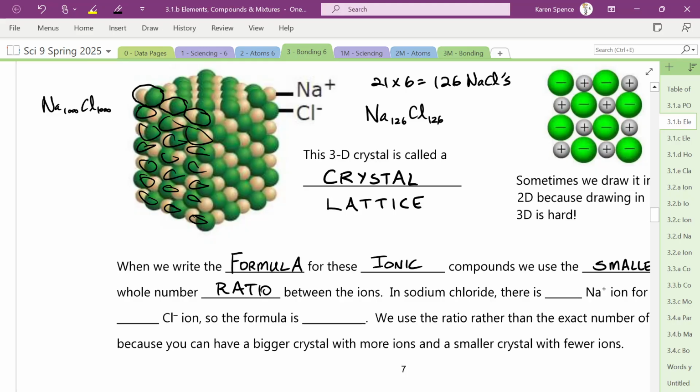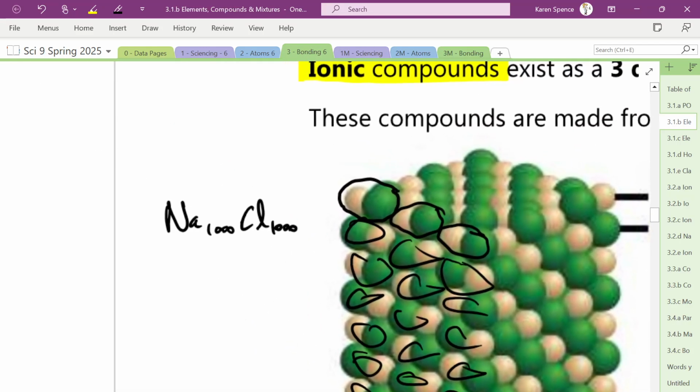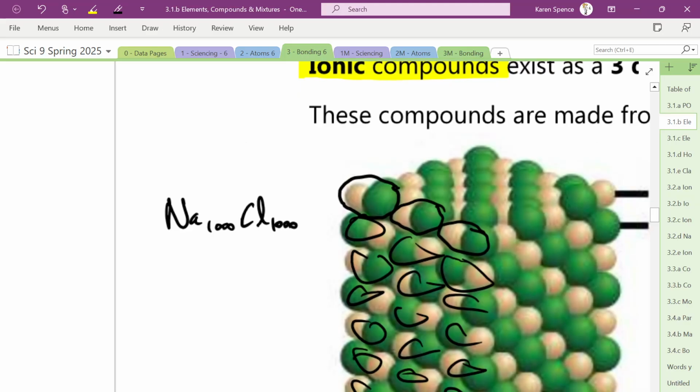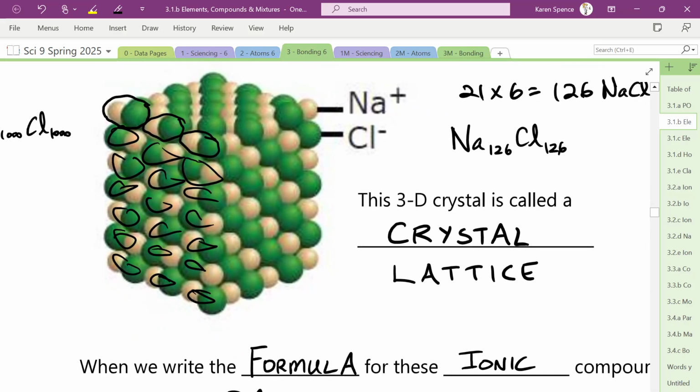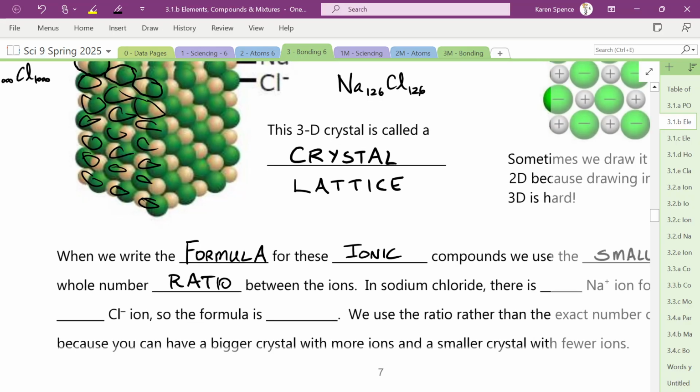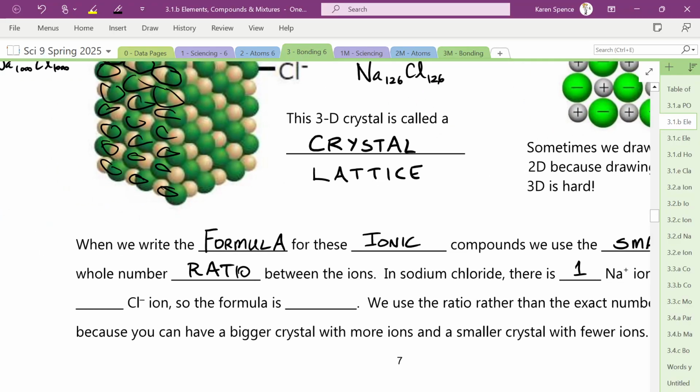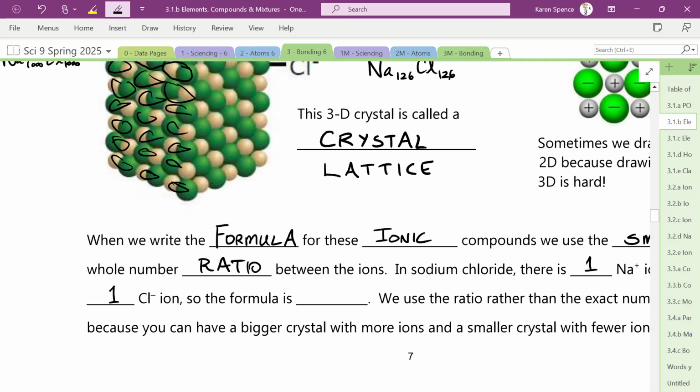For every 1 sodium, there is 1 chloride. 1,000 to 1,000 is 1 to 1. 126 to 126 is 1 to 1. So for this one, the formula is just NaCl. So there's 1 Na for every 1 Cl minus ion. That way you don't have to worry, is my crystal big? Is it small? Exactly how many do I have of each?